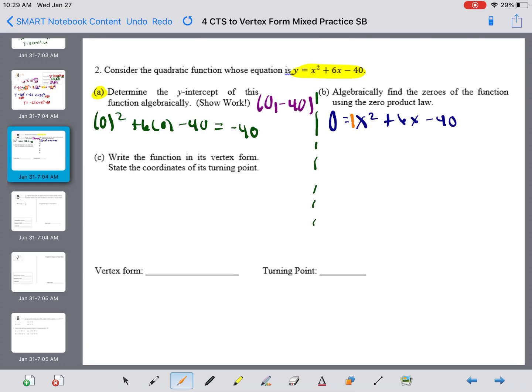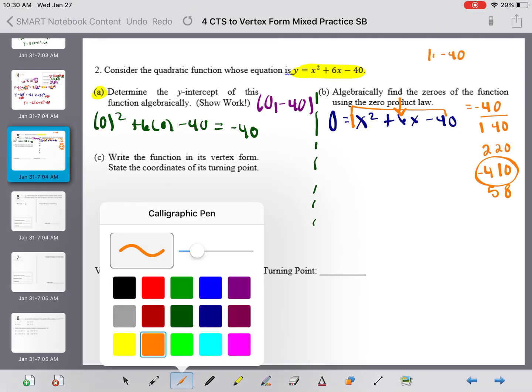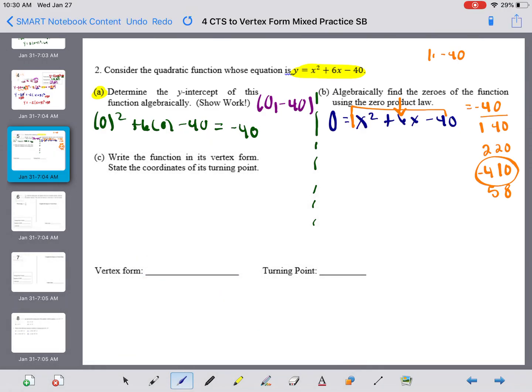There's a 1 here in the front, so multiply the first and last: 1 times -40 equals -40. Write down the factors: 1 and 40, 2 and 20, 3 doesn't work, 4 and 10, 5 and 8, and then that's it. We have to figure out which of these can combine to give us 6, and that's 4 and 10. To get a positive 6, that 4 is going to be negative.